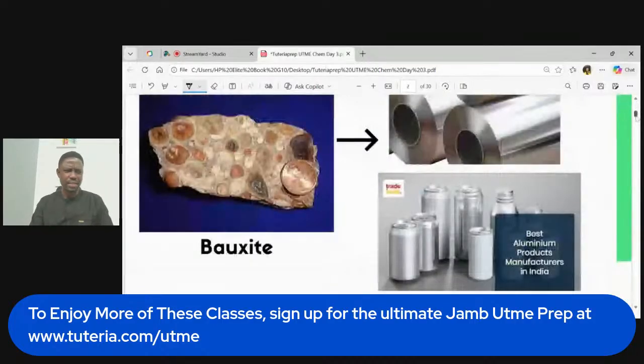When you look at this screen, I want to believe you're seeing a picture of bauxite. Bauxite is the ore of aluminum. You can see how it looks. It doesn't look good, but look at the product. That is what different processes in chemistry can do. We take something that looks rough, a raw material, and then we produce something beautiful from it. Look at this aluminum product and look at where we got it from.